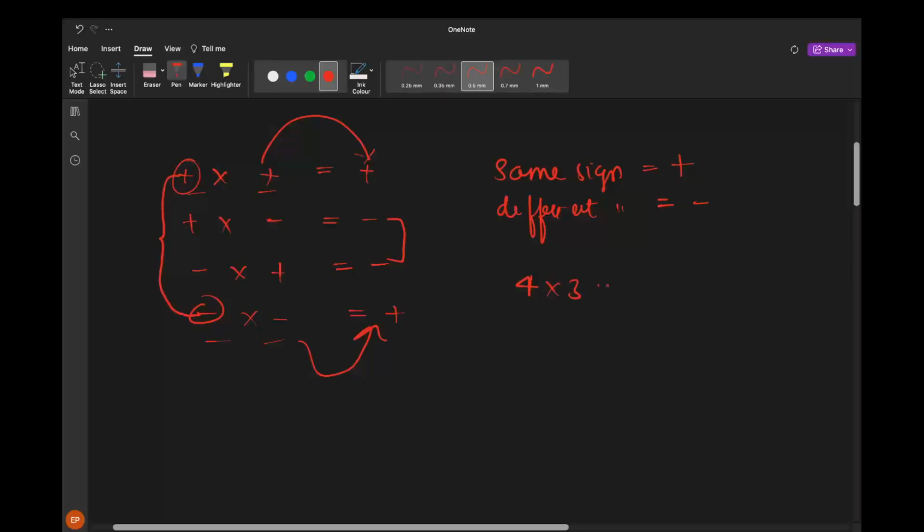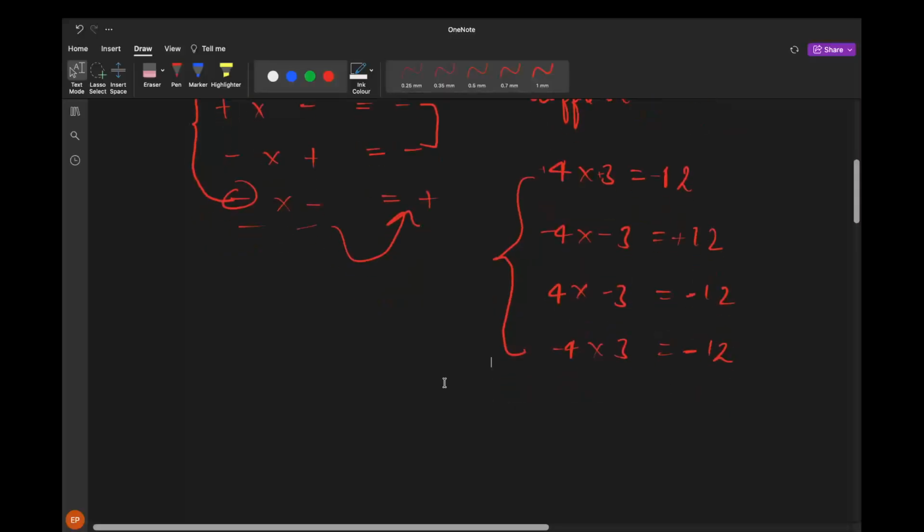4 into 3. Just now we found 4 threes are 12, and since both are plus numbers, plus 12 is the answer. Minus 4 into minus 3: 4 threes are 12, and minus into minus is plus, so the answer is plus 12. 4 into minus 3: 12, but plus into minus is minus. Minus 4 into 3: 12, and minus into plus is minus. This is how multiplying signed numbers gives us the answer.